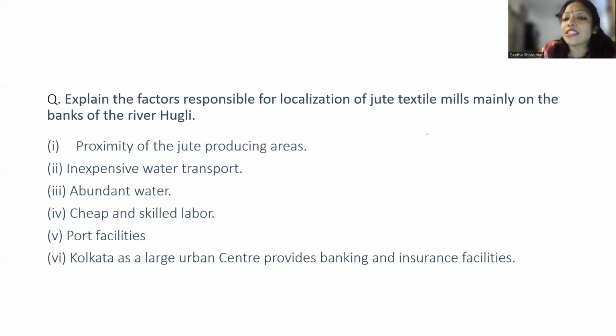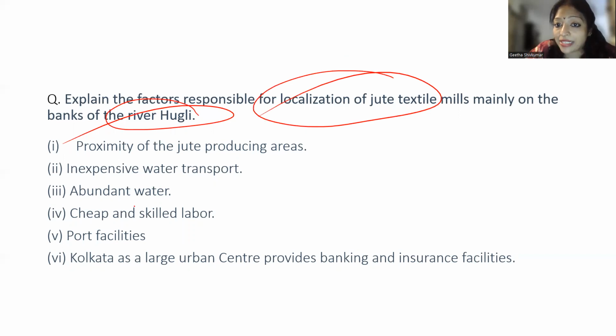As we know, the Hooghly River is in Calcutta. Everyone knows, it is in West Bengal. So what are the factors responsible that the Hooghly played a very important role in the localization of the jute textile? The first one, the area. Second, water, because a lot of water is needed to process jute. So the Hooghly River plays a very important role.